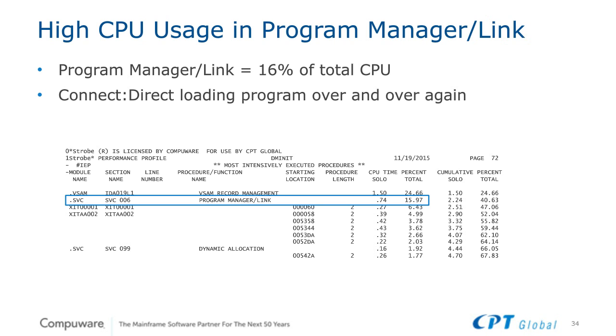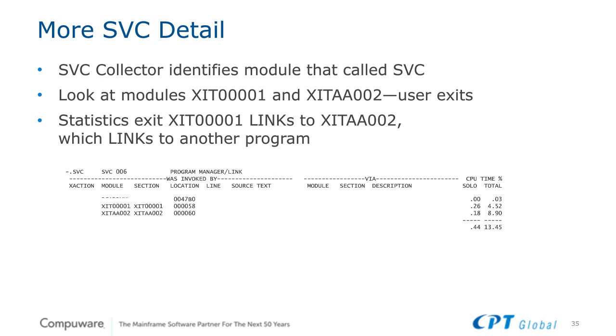So this is interesting. The SVC report actually gives us some more detail, and it'll tell us which module and the offset is actually using the SVC, and it'll tell us the rough CPU time for each. So in this case, you can see there's two modules that are actually calling the link command to actually load it in.